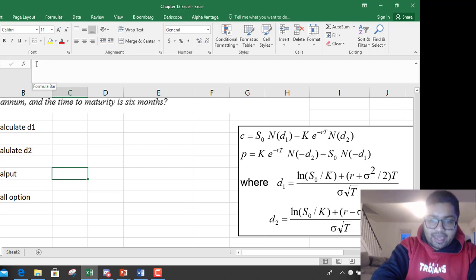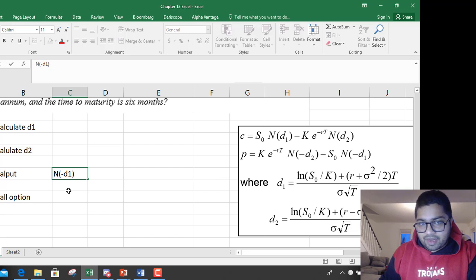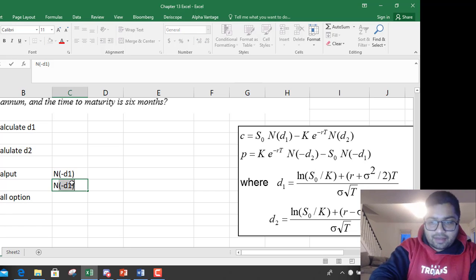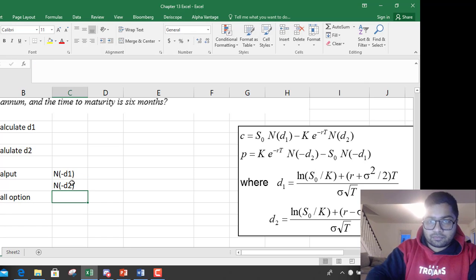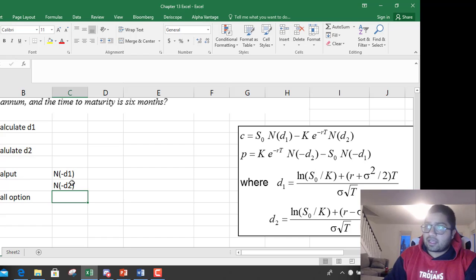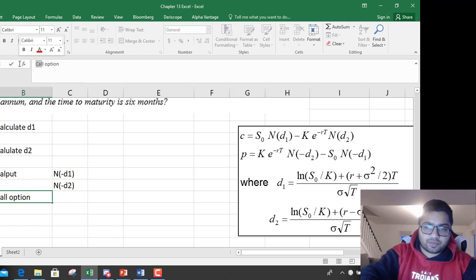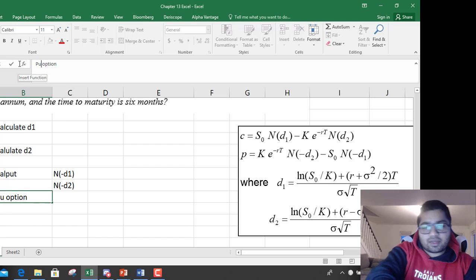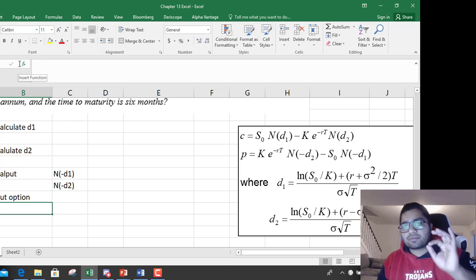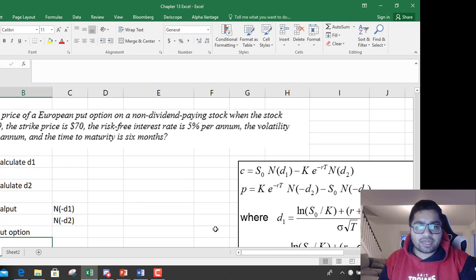But we need N of minus D1 now, because it has N(-D1) and N(-D2). So instead of using N(D1), we are going to use N(-D2) and N(-D1). Okay, and finally put option price using that whole formula. So let's do it using steps. So step 1, calculate D1.